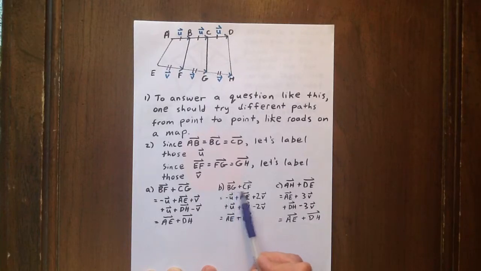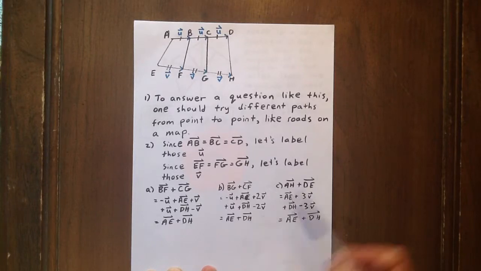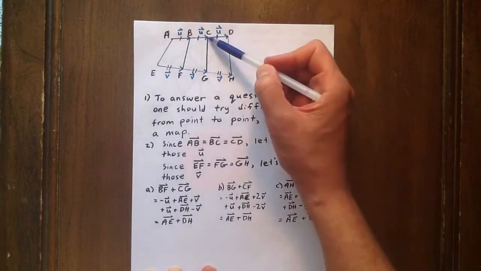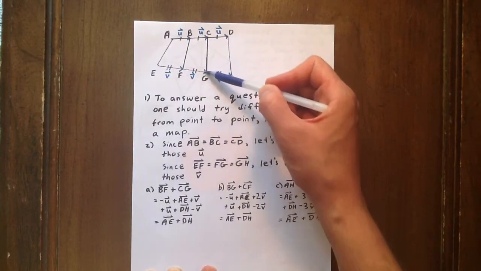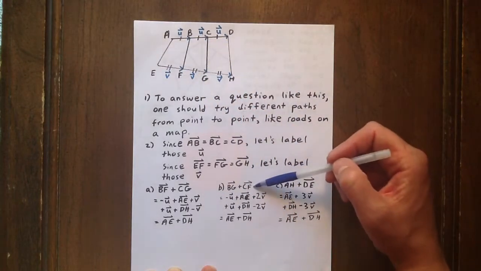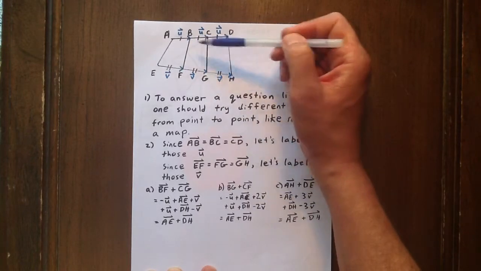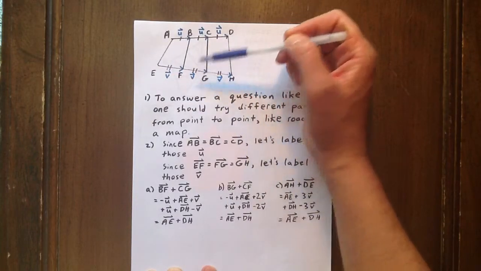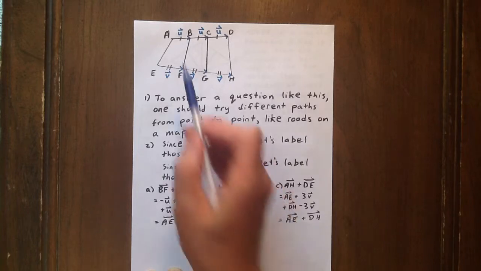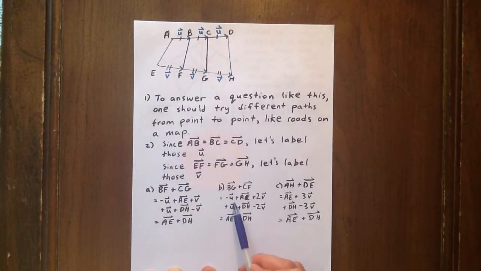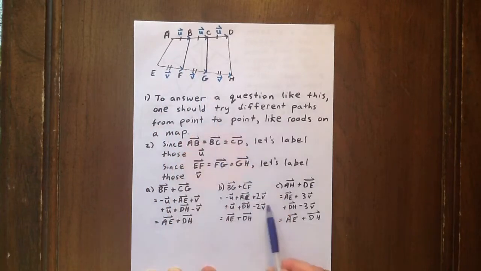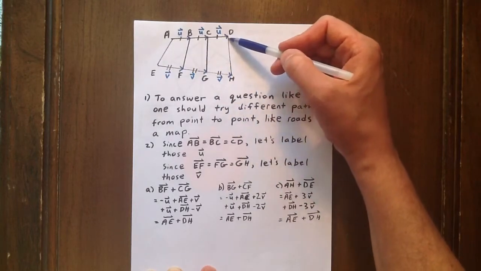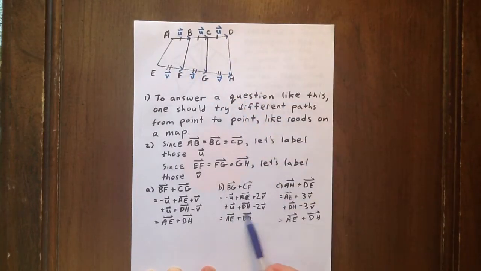So our next one is BG plus CF, and we need to show that that equals AE plus DH. Well, BG plus CF looks like two vectors at first that we might not be able to add. Well, let's see here. To go from B to G, we could choose to go BA, AE, AF, FG. So that would be negative u, positive AE, positive 2v. And to go from C to F would be a positive u, positive DH, negative 2v.